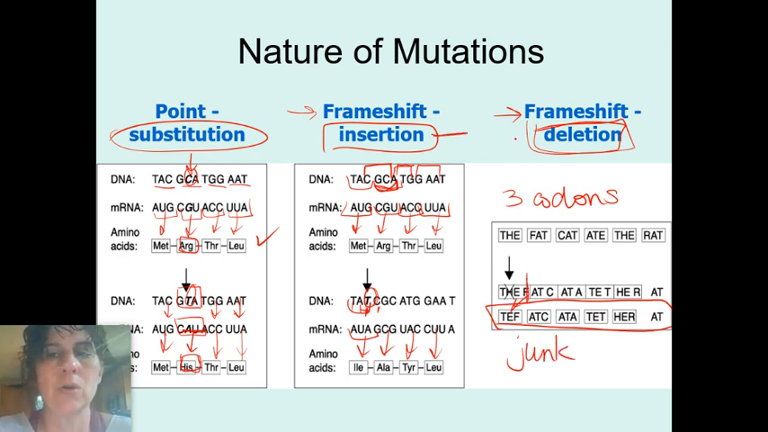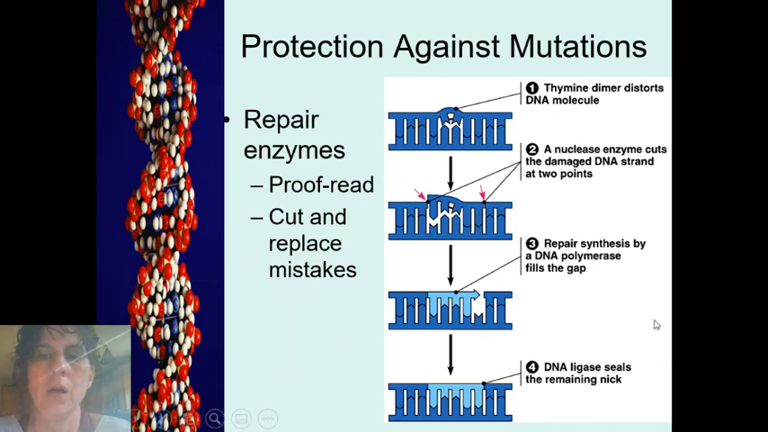So either an insertion or a deletion, you end up with a completely junk protein, not a protein that has one error in it or one substitution. It's utter junk. There's nothing redeemable about that protein, and it can't be used for the cell. So those are even more devastating than a substitution would be. And a substitution by itself is devastating. So we want to avoid that at all possible.